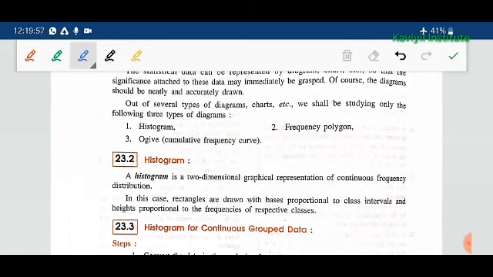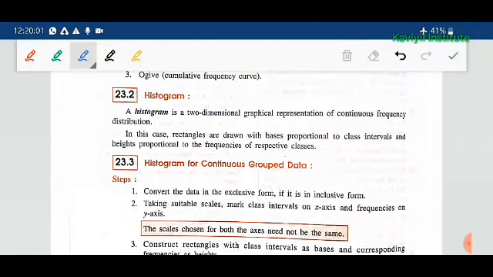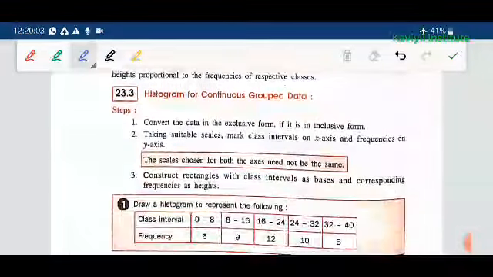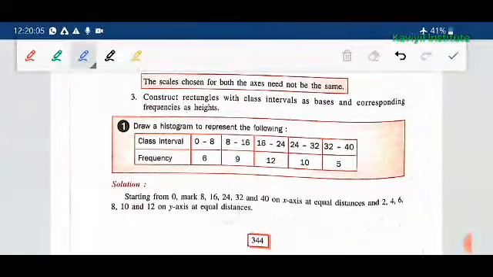So this is the way by which we will be drawing the histogram. I'll be explaining it in a little more detail. Again, histogram for continuous grouped data. With the help of an example we'll discuss. Starting from 0, draw a histogram to represent the following: class intervals 0 to 8, 8 to 16, 16 to 24, 24 to 32 and 32 to 40.